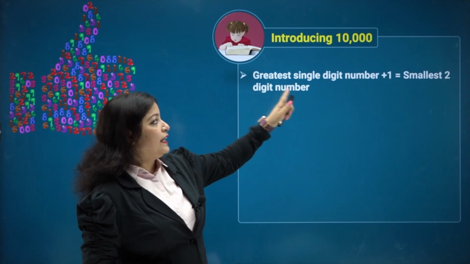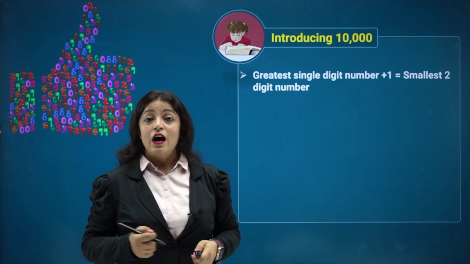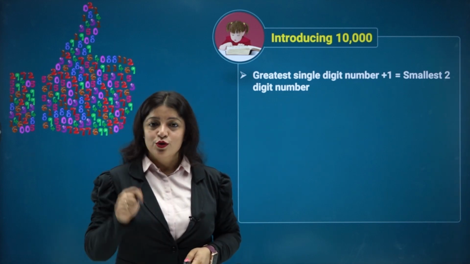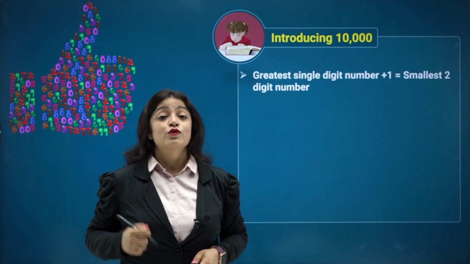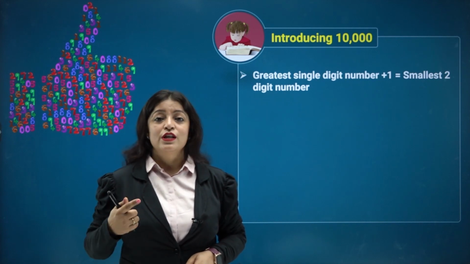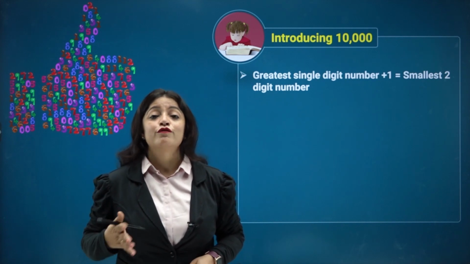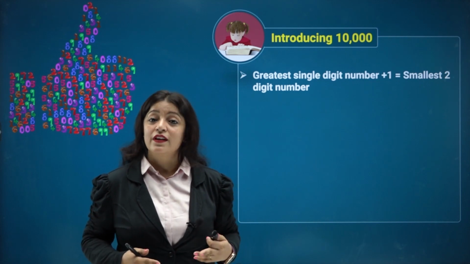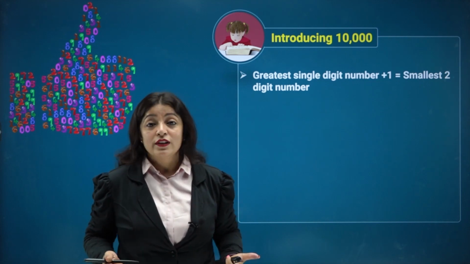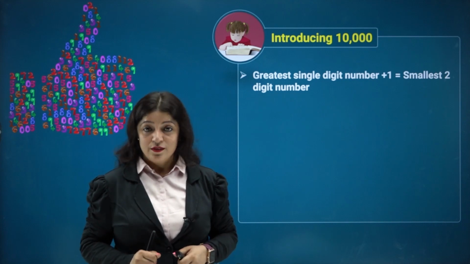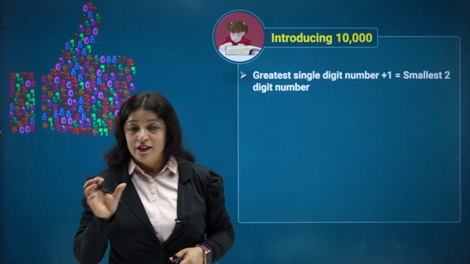We know which is the greatest single digit number. How many digits are there in all? So there are 10 digits. If you start counting, you will see 0, 1, 2, 3, 4, 5, 6, 7, 8, 9. In all there are 10 digits. Okay, from 0 to 9 there are 10 digits.